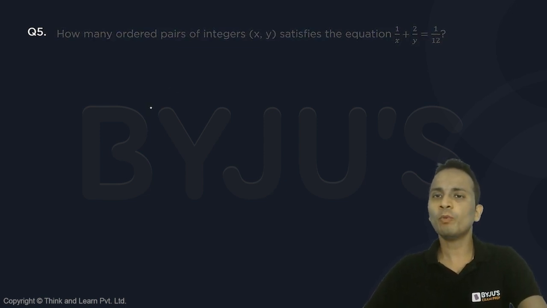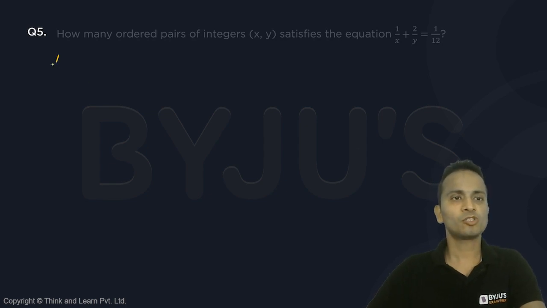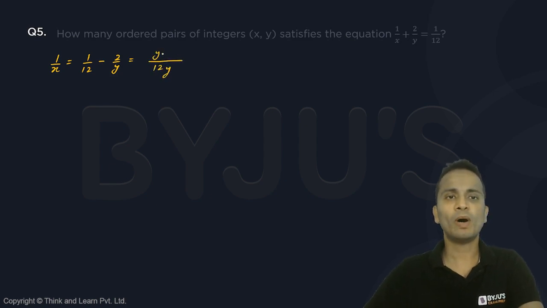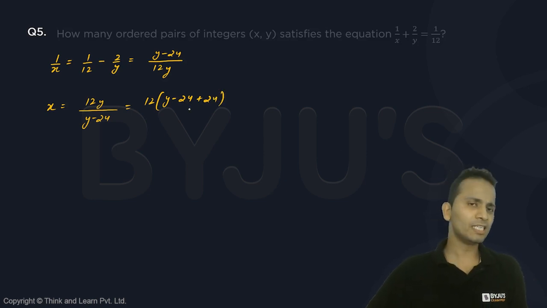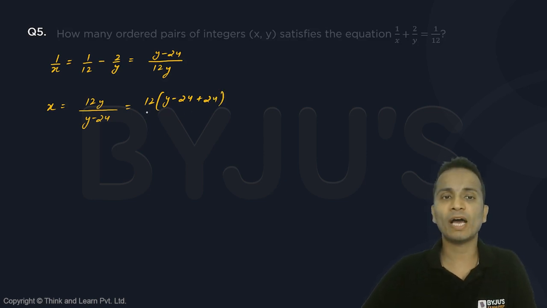1 upon x plus 2 upon y is equal to 1 upon 12. So I'll keep 1 upon x on the left hand side. 1 upon x is equal to 1 upon 12 minus 2 upon y, which can be written as, taking LCM 12y in the denominator, y minus 24. So the value of x will come out to be 12y upon y minus 24, which I'll further write as 12 bracket y minus 24 plus 24. Okay, so I've added 24, I've subtracted 24. You will understand why I've done that.